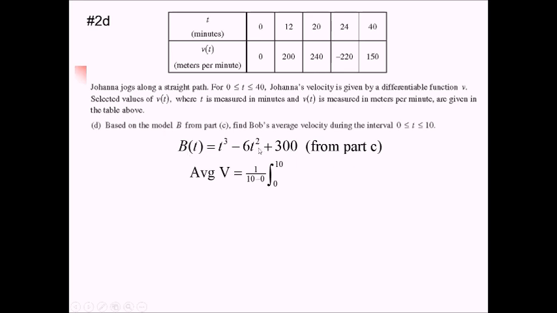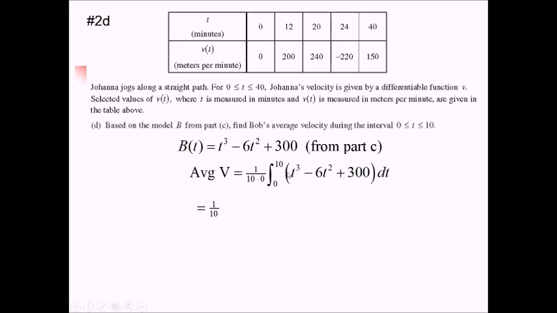So I'll just write the whole thing out in there. t cubed minus 6t squared plus 300, all of that with a dt at the end. So because I don't have a calculator, I'm going to have to do this by hand using my fundamental theorem. So I've got a 1 over 10 out in front of everything. And next to that, I'm going to have a little evaluation box with my antiderivative.